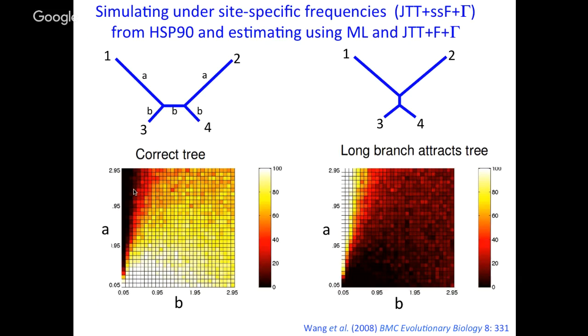You can see that there's a clear long branch attraction problem up in this part when we simulate under site-specific frequencies. So this region here is the so-called Felsenstein zone of long branch attraction. And this is under maximum likelihood using a single matrix model, ignoring the fact that there are site-specific frequency constraints. So that's the phylogenetic problem.